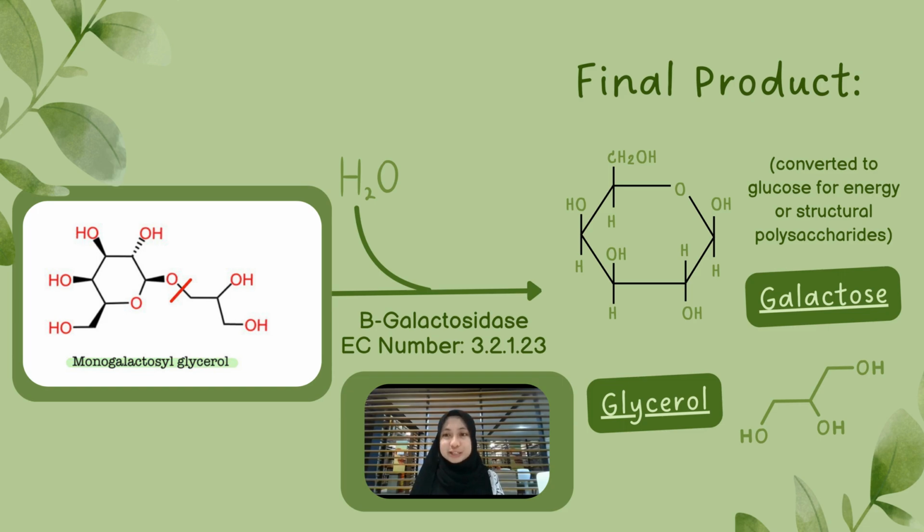Moving forward, we now focus on the breakdown of monogalactosyl glycerol to produce the final products. This reaction is catalyzed by the enzyme beta-galactosidase, enzyme class number 3.2.1.23, which hydrolyzes the glycosidic bond in the molecule with the help of water, H2O. The two final products are first, galactose, and second, glycerol.